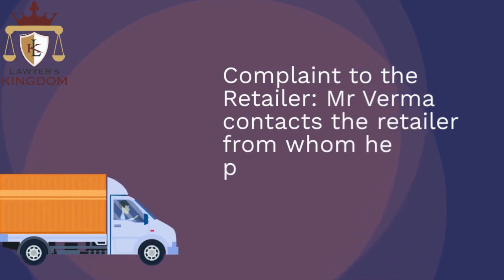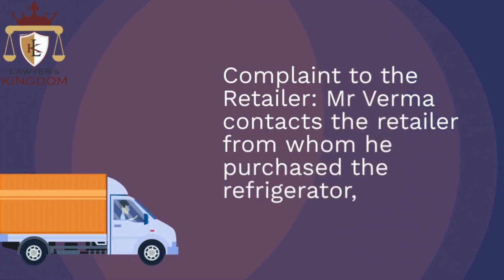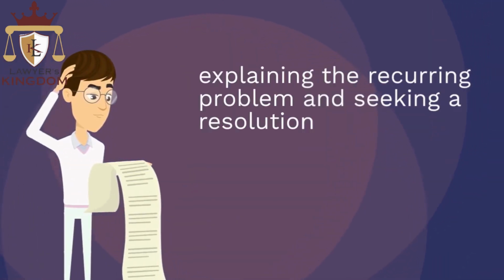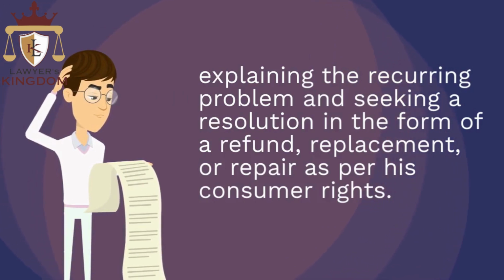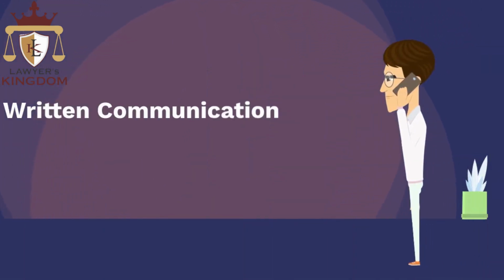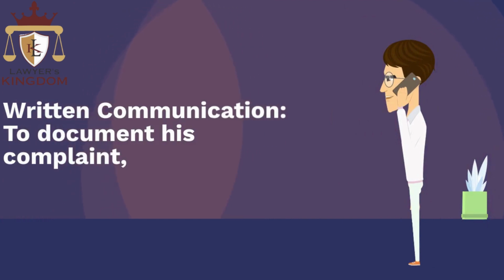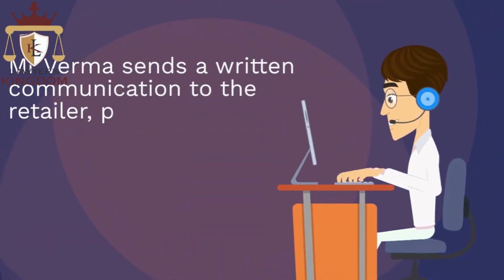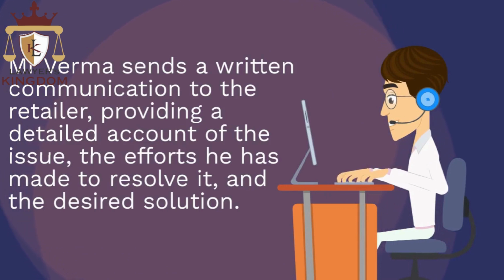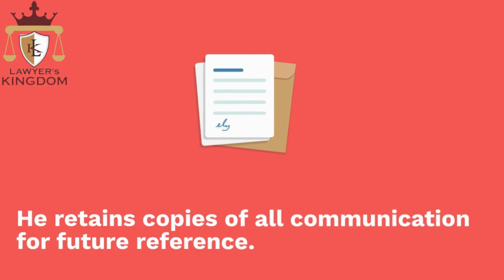Complaint to the retailer. Mr. Verma contacts the retailer from whom he purchased the refrigerator, explaining the recurring problem and seeking a resolution in the form of a refund, replacement, or repair as per his consumer rights. Written communication to document his complaint. Mr. Verma sends a written communication to the retailer, providing a detailed account of the issue, the efforts he has made to resolve it, and the desired solution. He retains copies of all communication for future reference.